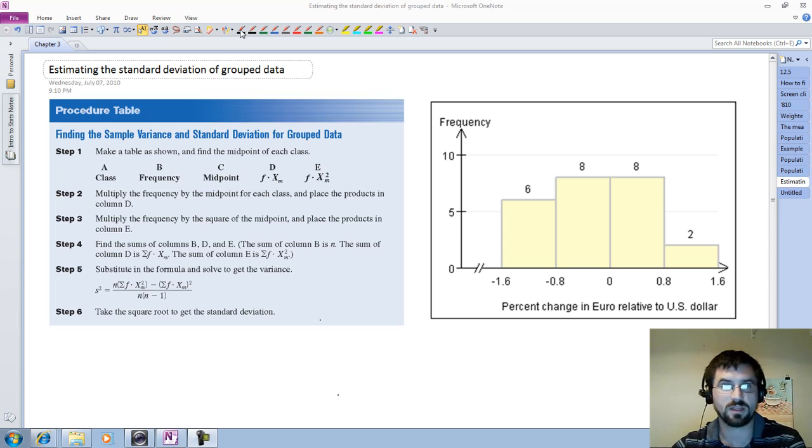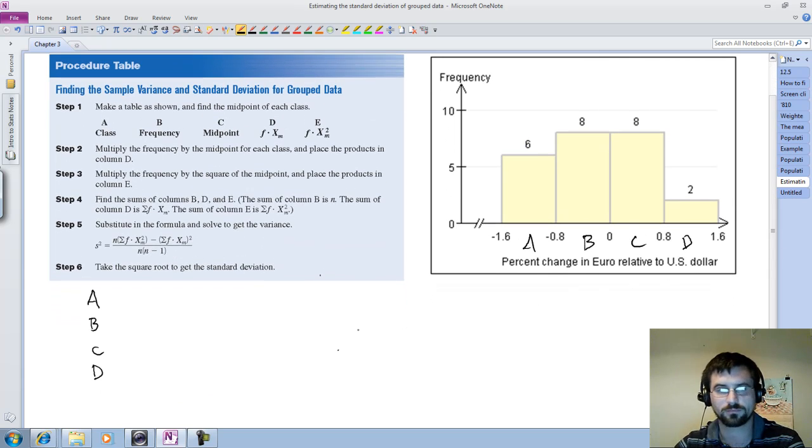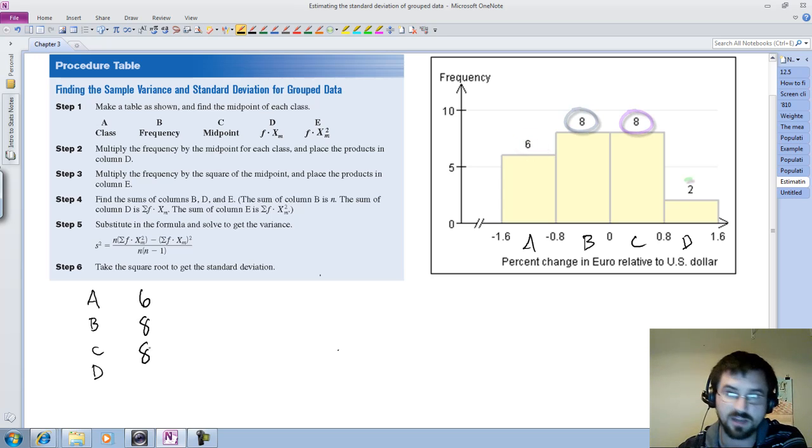First thing is the author says you can set up a table using these as your headings. The class, I like to just go class 1, 2, 3, and 4, or A, B, C, and D, whatever you want to do here. So now A, B, C, D. And that's our classes. The frequency of class A is 6 elements of the data set that were part of class A, 8 to class B, 8 to class C, and 2 to class D.